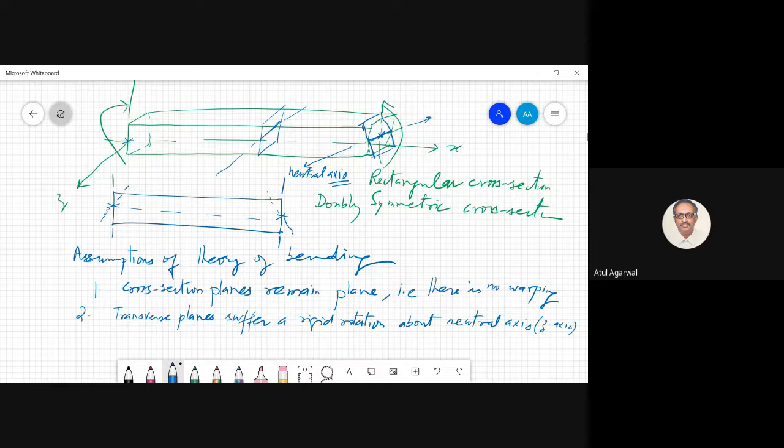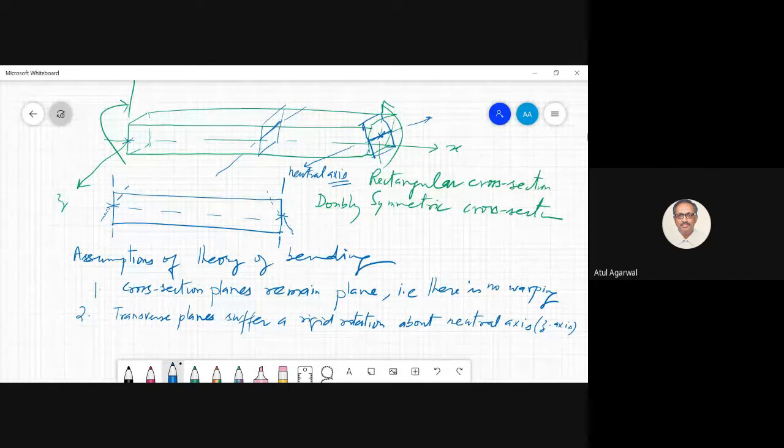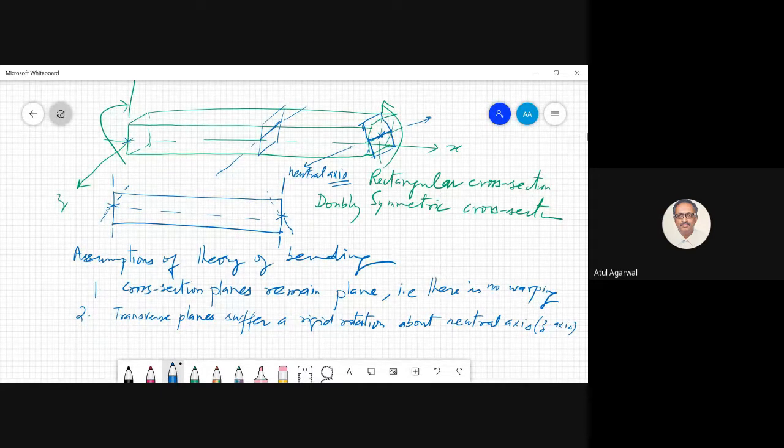These are the transverse fibers. These are the longitudinal fibers. So this is the longitudinal direction, the longitudinal axis of the beam. And this is the transverse. So this is a neutral axis about which it rotates. And it is a rigid rotation.